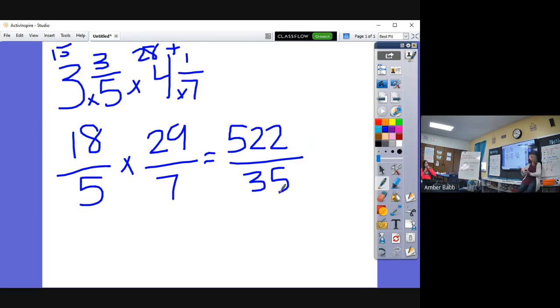Wait, no, it can't. It can only go into 100 so many times. I know, but it's closer to 3 than it is to 2. So when I guesstimate, I'm guessing 3. But then my answer would be 15, and I know that's going to be too many because 35 doesn't fit. So I'm going to back it up to 14 and see how close I get.